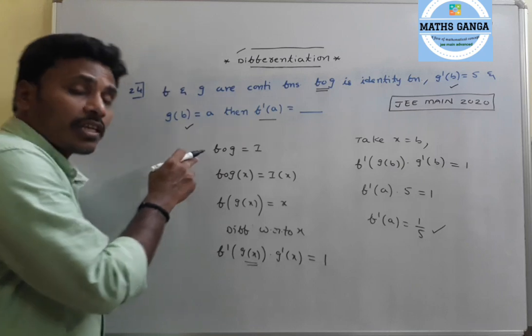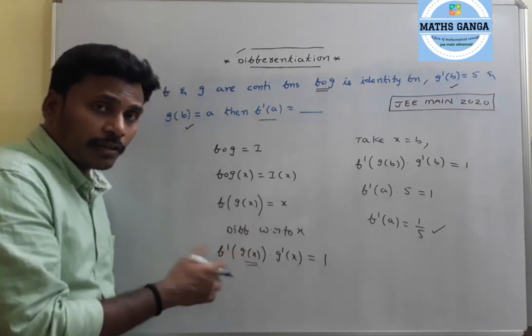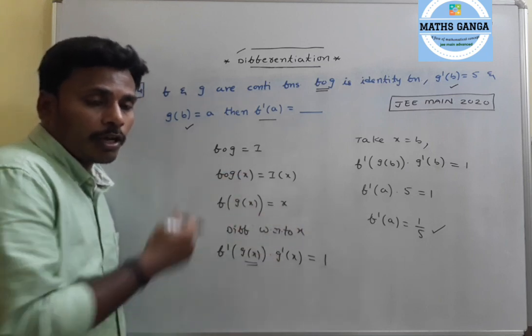Okay. So since F circle G is I, F of G of X is X. Differentiate it, replace X with B, and we will get F dash of A as 1 by 5. Okay. Have a look.